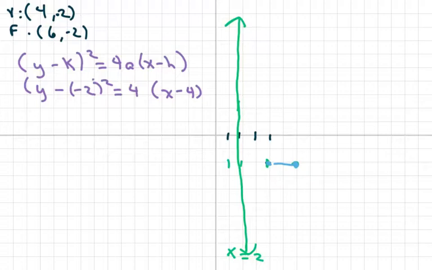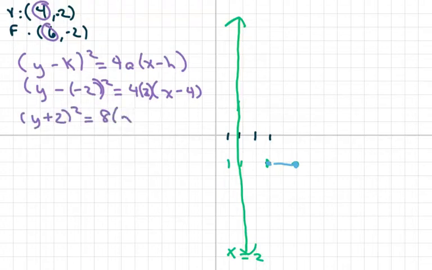So basically, I know my a is 2 here, if you graph it. Or you could just do 6 minus 4 is 2. So basically we get y plus 2 squared equals 8 times x minus 4. And so from my focus, since the length of my latus rectum is 8, I'm going to go up 4, 1, 2, 3, 4, and down 4, 1, 2, 3, 4, and draw the graph.